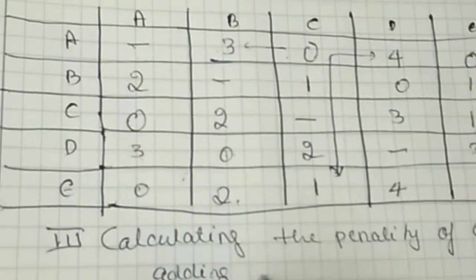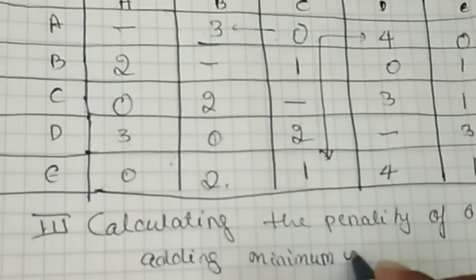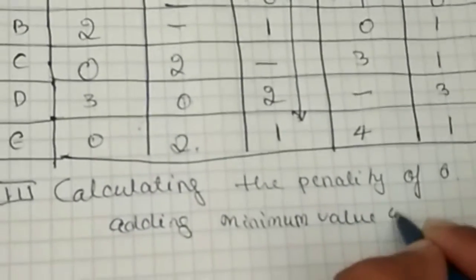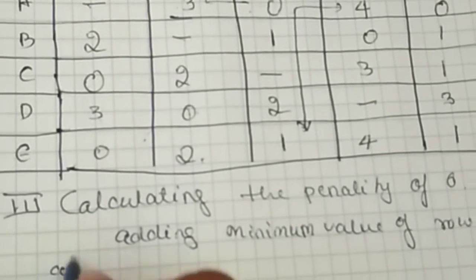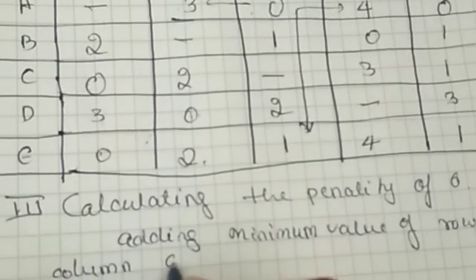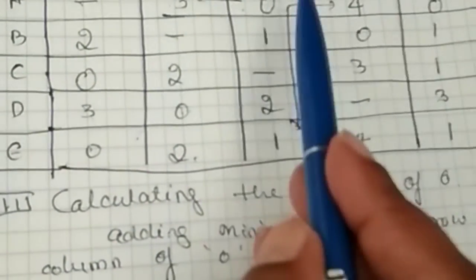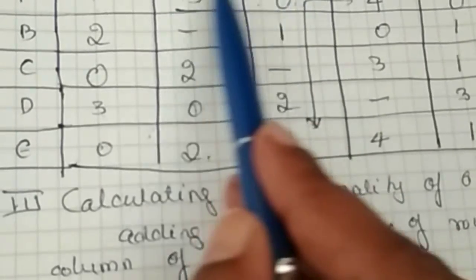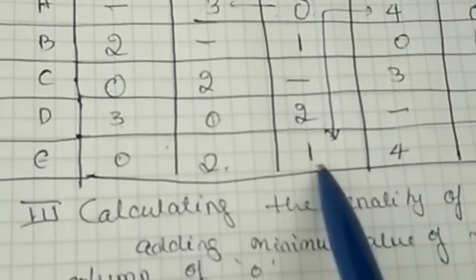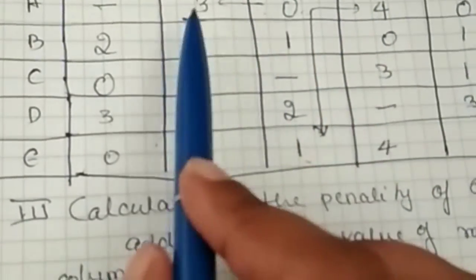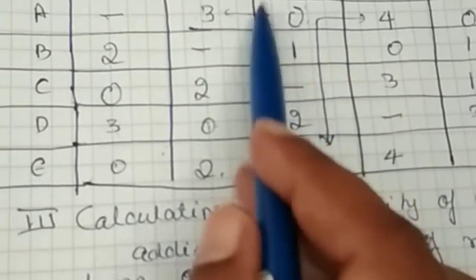Adding minimum value of row and column of 0. That is, C is having the value as 0. I have to check this way and this way to find out what is the minimum value, and I need to add those minimum values to see the penalty.